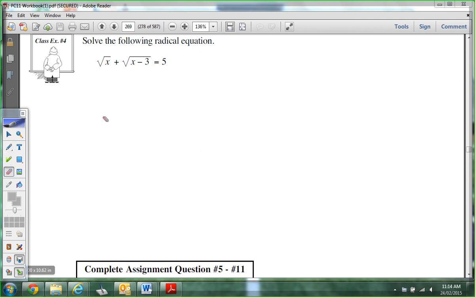Okay, what I need to do is I still want to isolate like I always say isolate a radical, and usually I say isolate the harder one. So the harder one would be the x minus 3. The root x is pretty simple, right? So I'm going to minus root x over. And now we're going to square both sides.